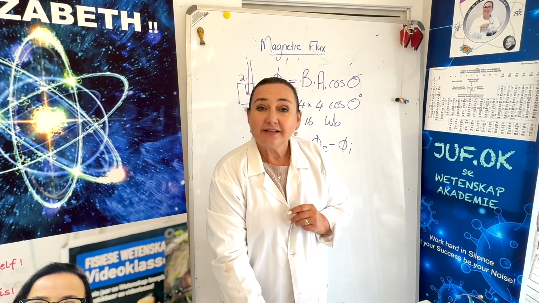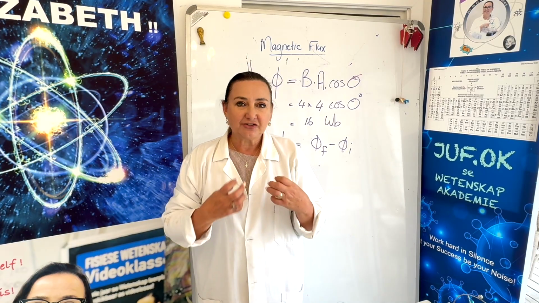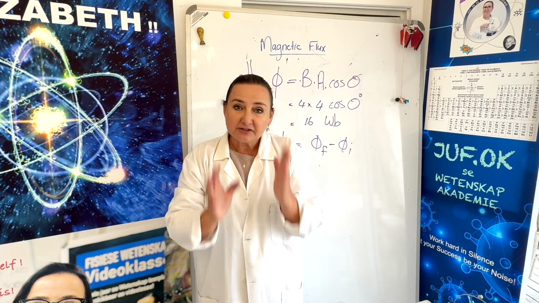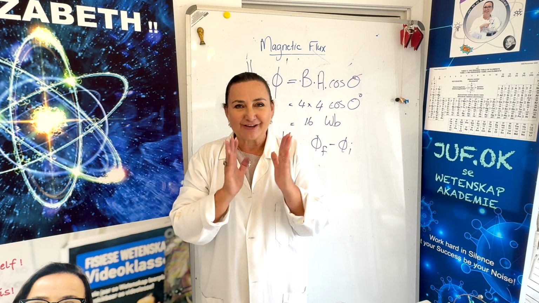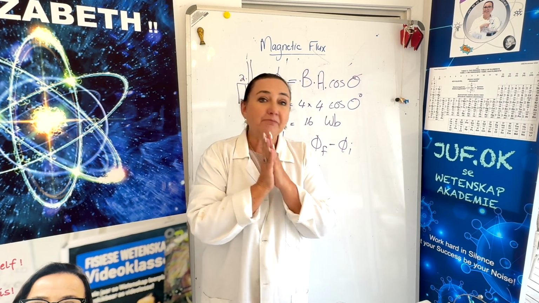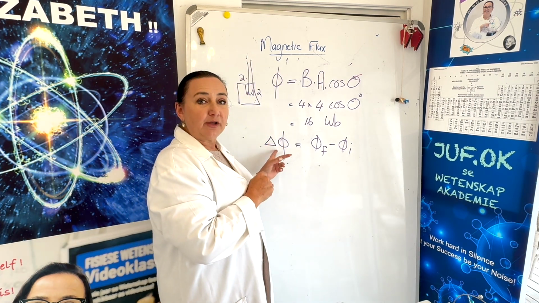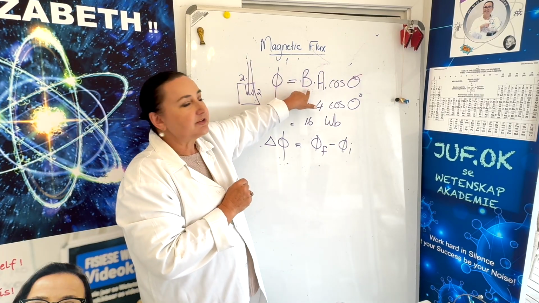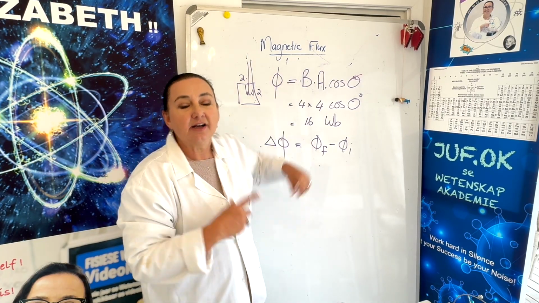Okay, so this is just the introduction today to determine the magnetic flux. And we're going to measure magnetic flux in Weber, and 1 Weber, we just saw now, equals a Tesla square meter.